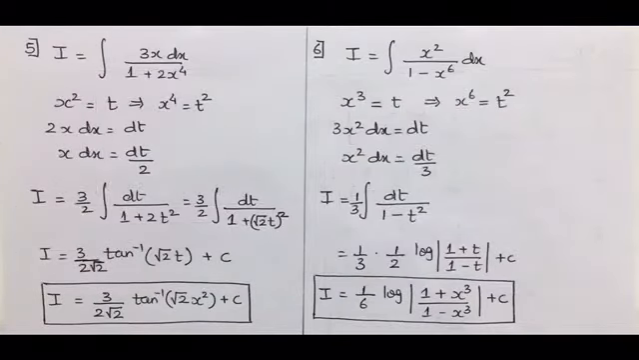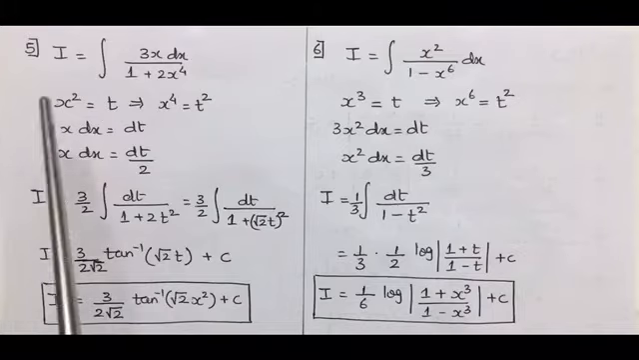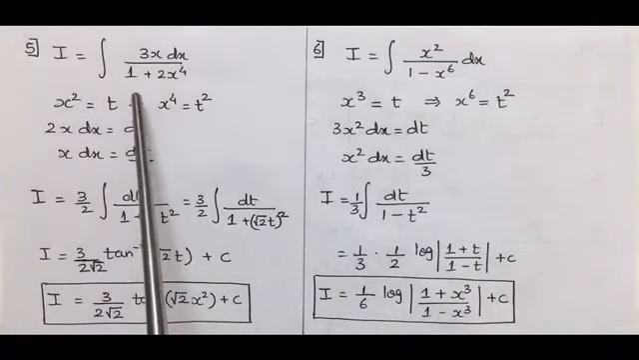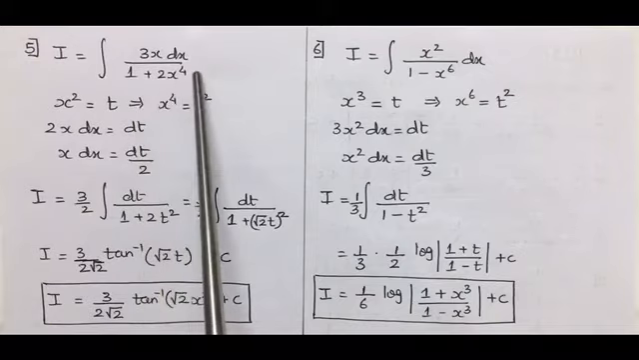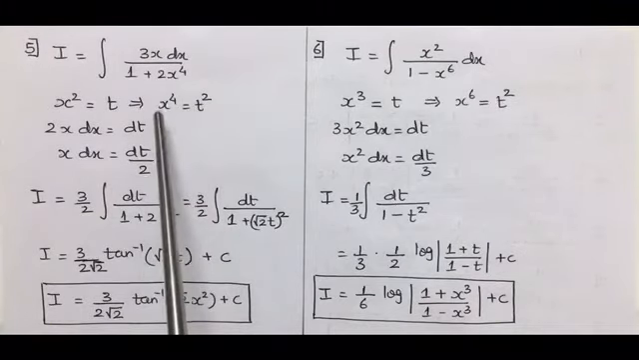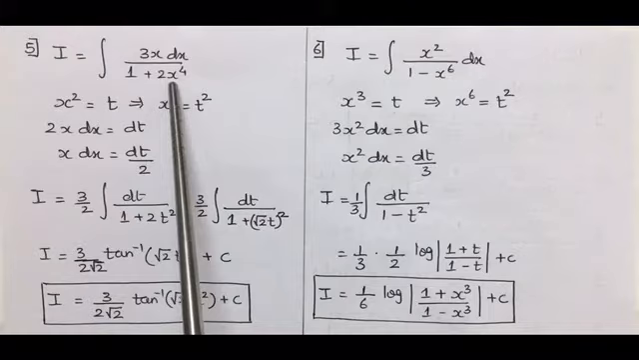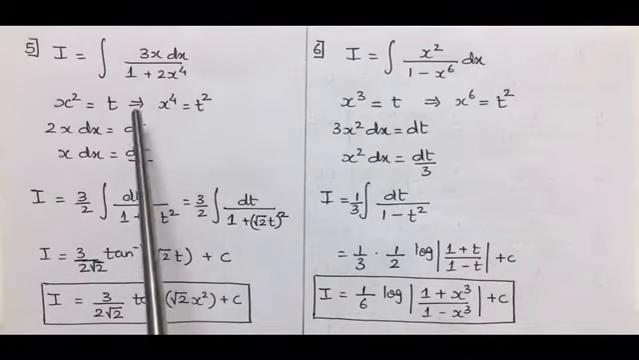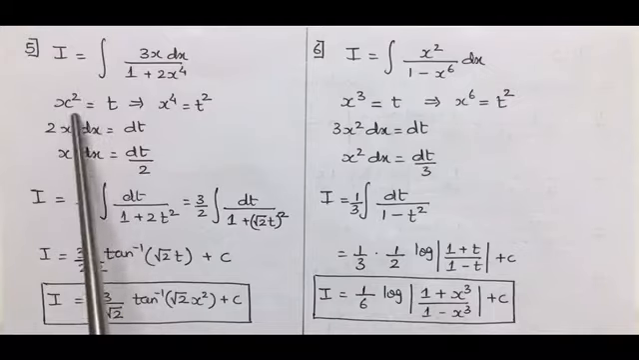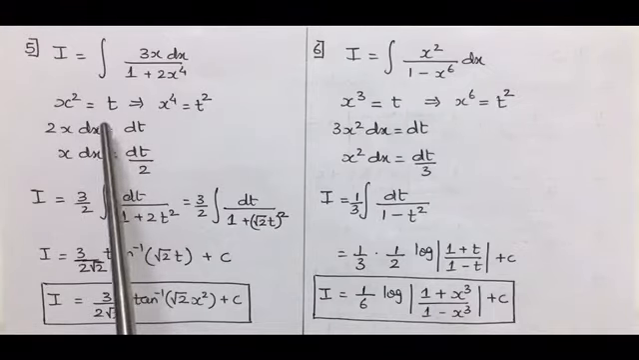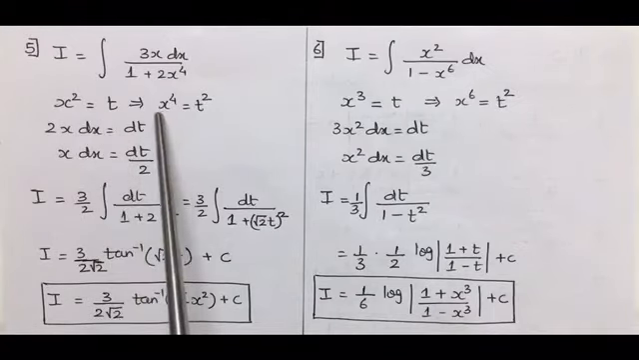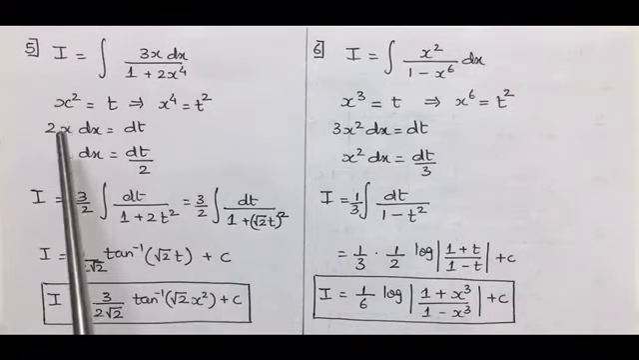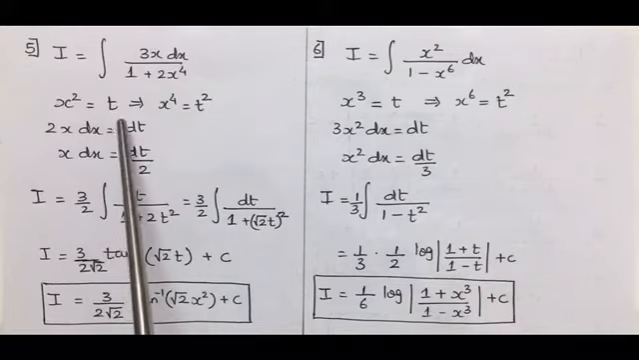Fifth one is I is equal to integration 3x upon 1 plus 2x raised to 4 dx. Now here x raised to 4 is given instead of x square. So we will assume x square is equal to t, so that x raised to 4 value becomes t square. So x square is equal to t.